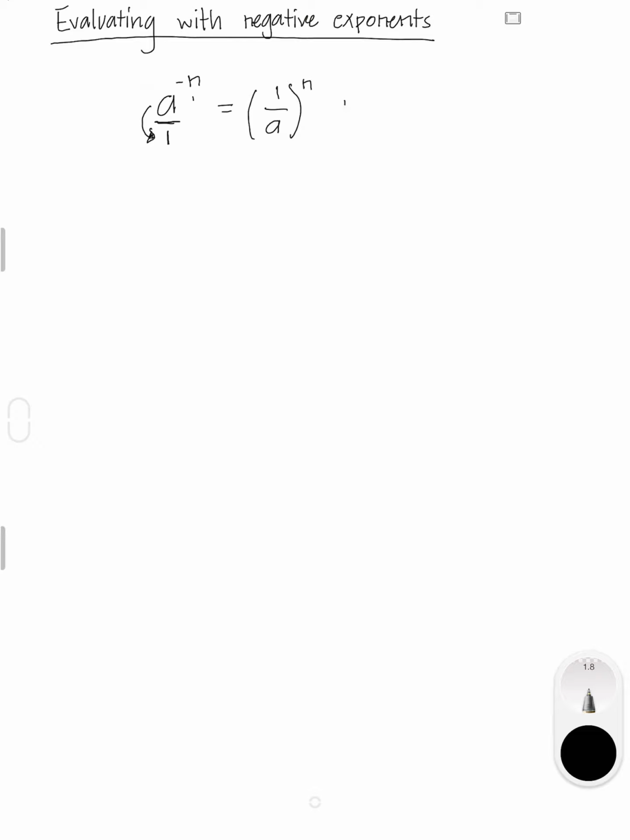Now the other definition that they give is that if we have a over b to the negative n, again, this means that a and b are in the wrong places. A is in the numerator, it should be in the denominator. B is in the denominator, it should be in the numerator. So this will become b over a to the positive n. So now the exponent is positive, that means b and a are in the right place of the fraction.